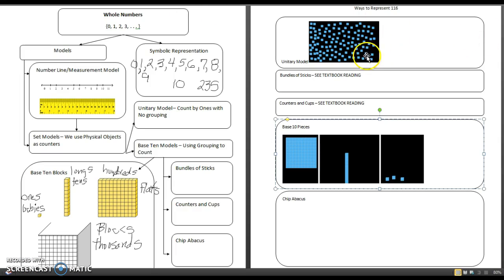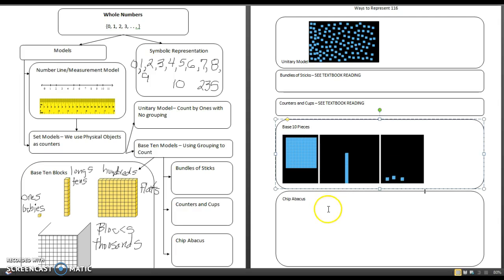So we can see we can take our unitary model and we can change the form of that using base 10 pieces. And we're using essentially this 10-to-1 ratio. When I have 10 of one size of base piece, I trade them in for the next bigger size. And that's how we accomplished forming this here. And that's what our base 10 number system is all about. That's what place value is all about.